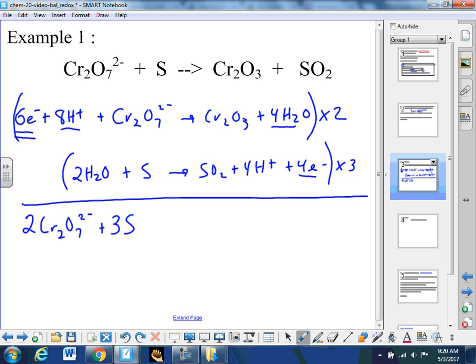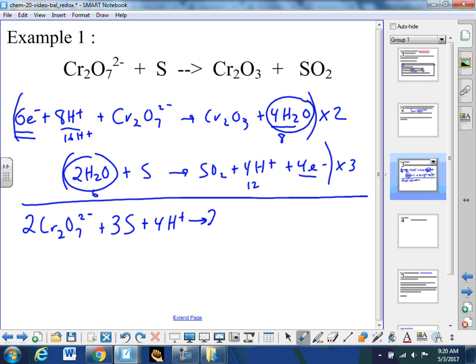In terms of the hydrogens, when I multiply the reduction reaction by 2, that's going to give me 16 hydrogens there. Multiplying the bottom by 3 is going to give me 12 hydrogens there. And so we have a net of 4 hydrogen ions on the reactant side. And that'll complete our reactant side. For waters, we've got 8 waters here and 6 waters here. So the waters will end up on the product side.